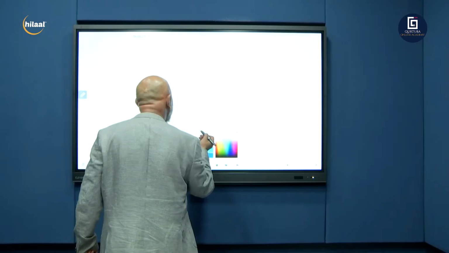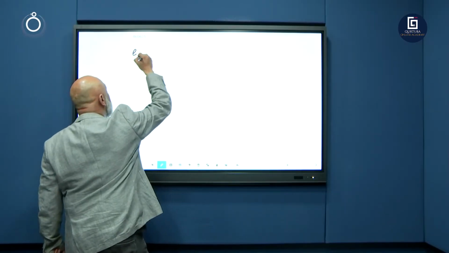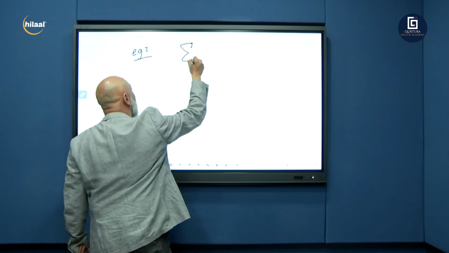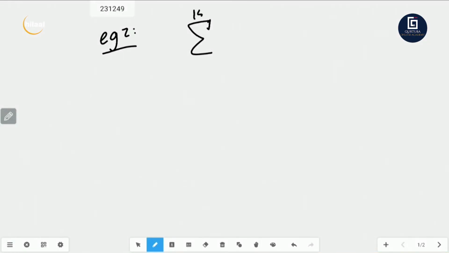We're going to follow the same strategy. So here's example number 2. I give you sigma. I give you a number on the top, 15. I tell you n equals 6. And I tell you 2 into 1 over 5 to the power n minus 1. Right, there we go. Now I tell you to evaluate.